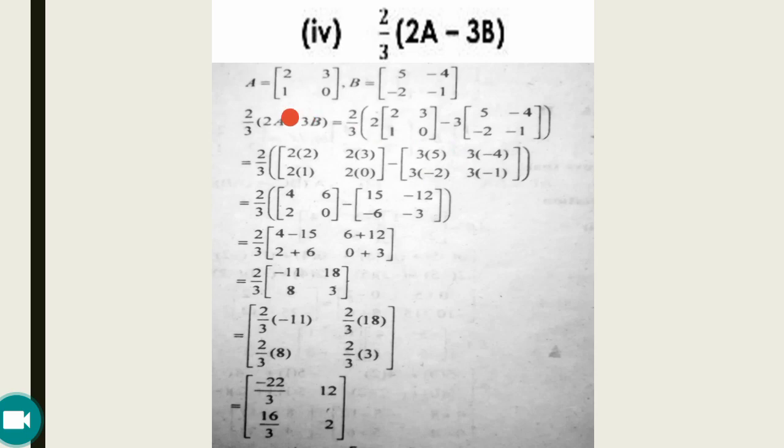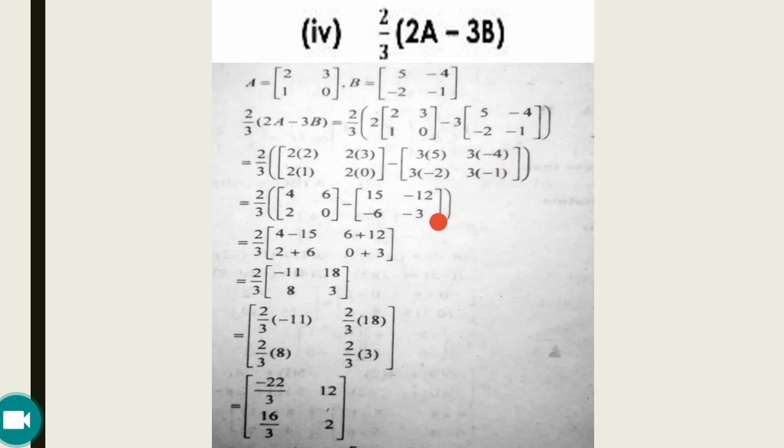Okay, so let's start. Here the value of a is the matrix with entries 2, 3, 0, 1, and b has entries 5, -4, -2, and -1. So we need 2/3 (2a - 3b), according to the question. First of all, we will put the values of a and b, then multiply a with 2 and b with 3, then subtract, and then we will multiply by 2/3.